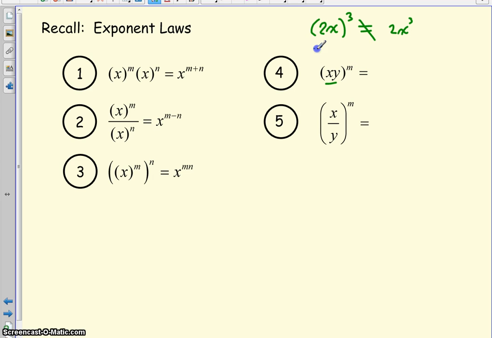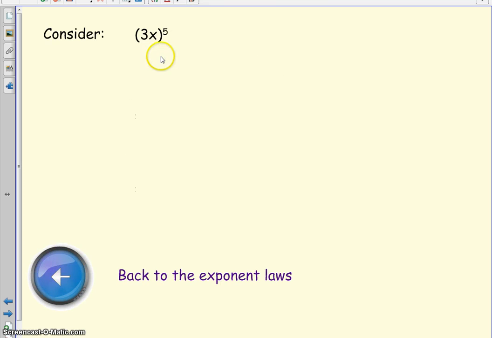It's actually going to be 8x cubed. Okay, that 2 gets cubed as well. So let's take a look at that one. So let's say we have 3x all to the exponent 5. So remember, if something's to the exponent 5, it's multiplied by itself 5 times. So we have 5 copies of the 3x.